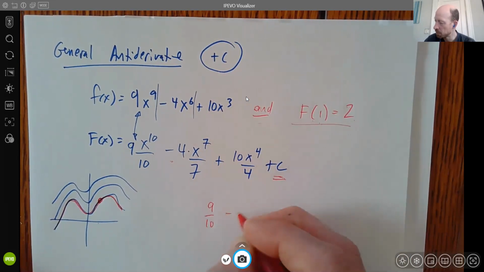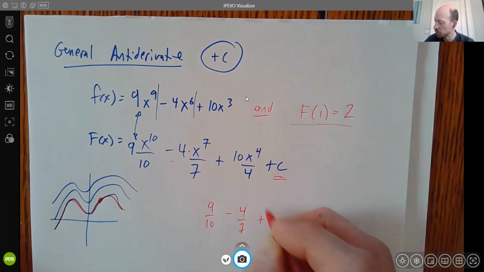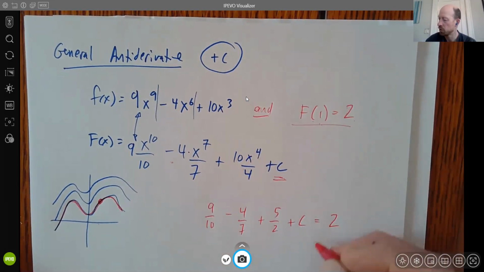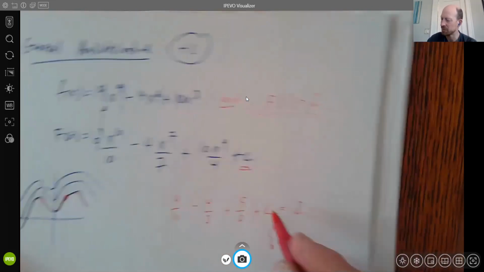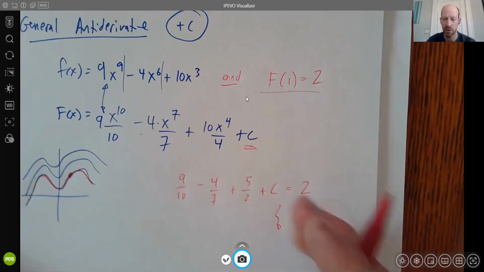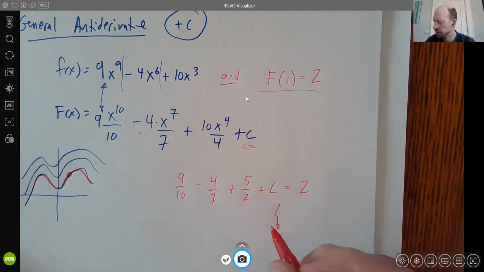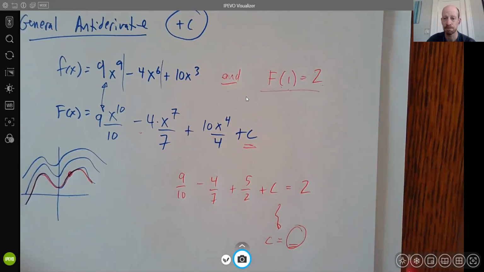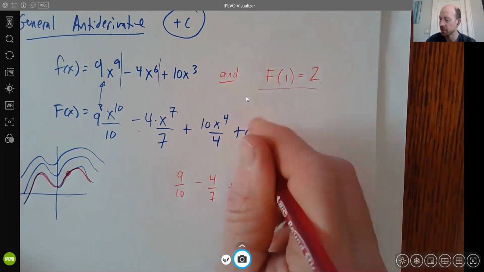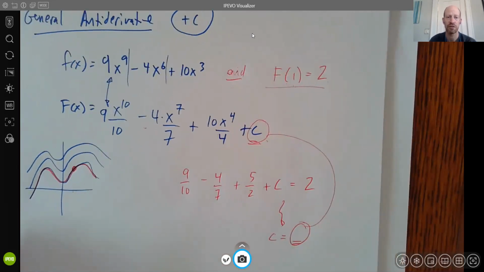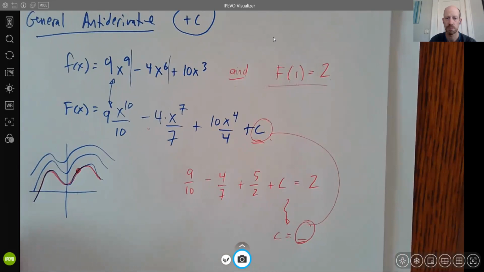9/10 minus 4/7 plus, well, that'd be 5/2 plus c, that should equal 2, right? And then I'd go through here, it'd be a slight hassle just because of these awkward numbers or fractions to deal with. But you'd find c, and then you would know exactly what the function is. So if you have an initial condition, you can use that to figure out exactly what that function is.